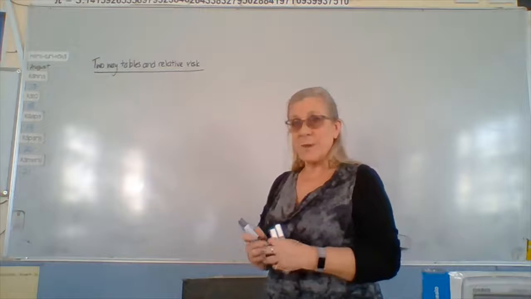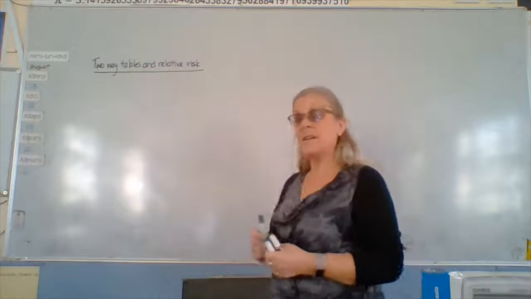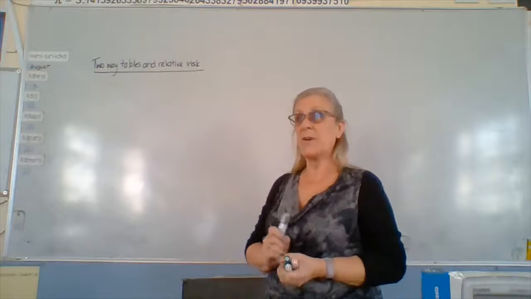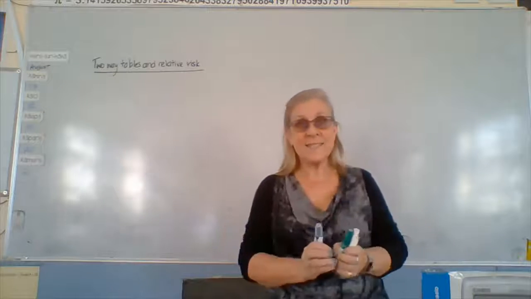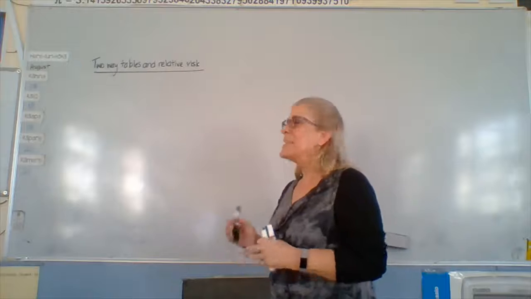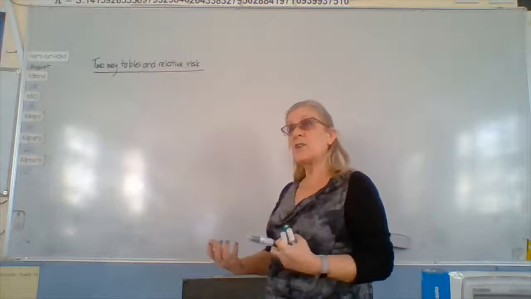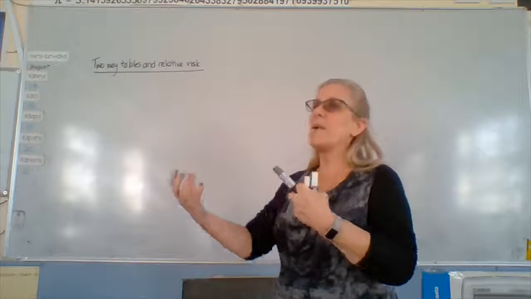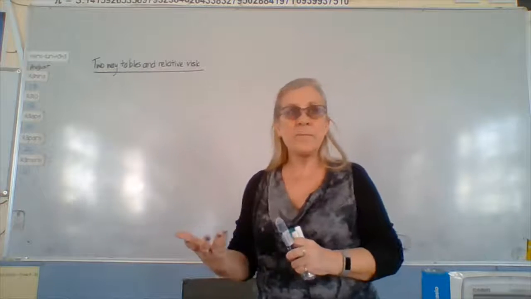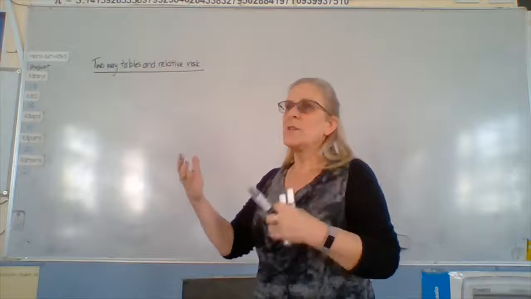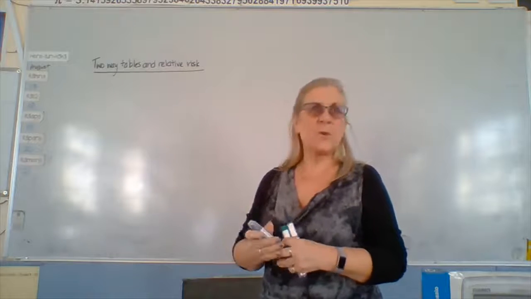Two-way tables and relative risk. Covered in year 12 and 2.12, but revisited in 3.13 this year. So, two-way tables, often called contingency tables. The idea of this is that you're given a breakdown of a population into two different variables, two different sets of variables.